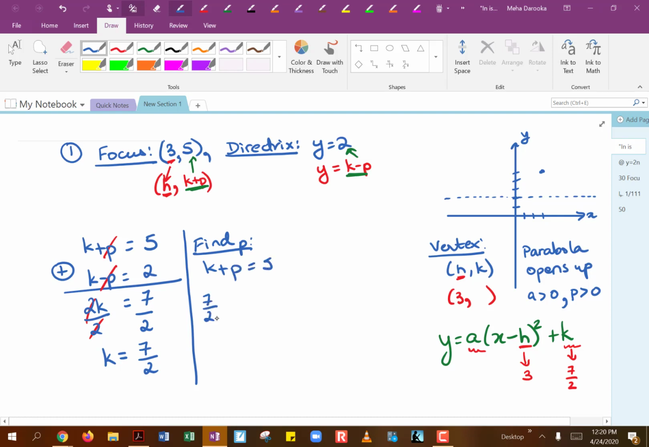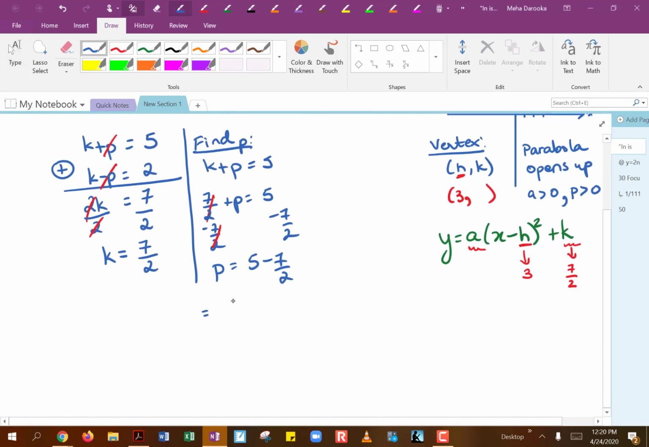So k is 7 halves. So subtract 7 halves from both sides. And we end up getting p equals 5 minus 7 halves. When you find your common denominator, 5, of course, here we would multiply by 2. So you would end up getting 10 over 2 minus 7 over 2. And that, of course, comes out to be 3 over 2. So that's going to be our p-value.